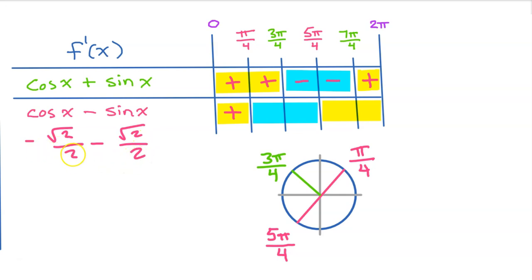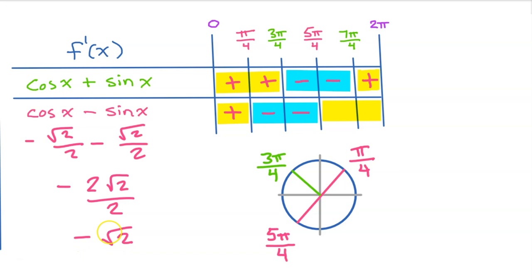So we have negative radical 2 over 2 minus radical 2 over 2. That's going to be a negative value. So this factor is negative throughout this interval. Just for fun, let's do the algebra. Negative radical 2 over 2 minus radical 2 over 2 would be negative 2 radical 2 over 2, or negative radical 2.